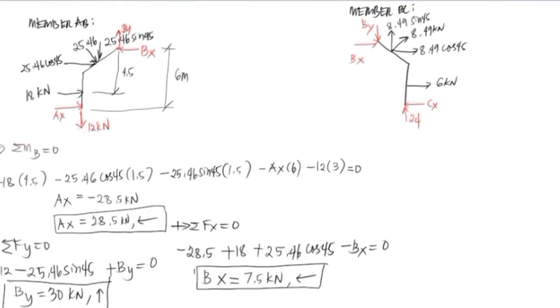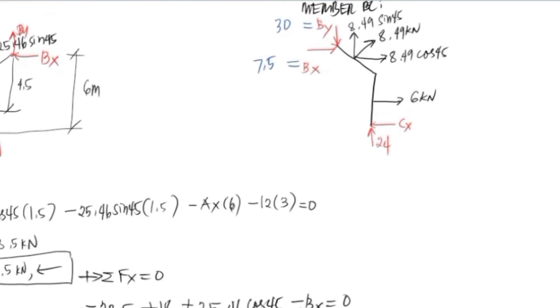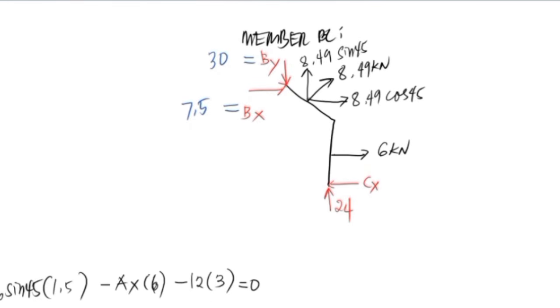Okay, since we already had computed for the value of the BX and the BY, ta-transfer lang natin siya sa kabila. BX is 7.5. Since tama naman yung direction natin sa member AB, so tama rin yung direction natin dito sa member BC. This is 7.5 kN directed to the right. And si BY, tama naman yung assumption natin sa member AB, that is upward, so downward siya dito sa member BC. And this is equal to 30 kN. Now, considering the member BC, makikita natin dito na CX na lang yung unknown natin.